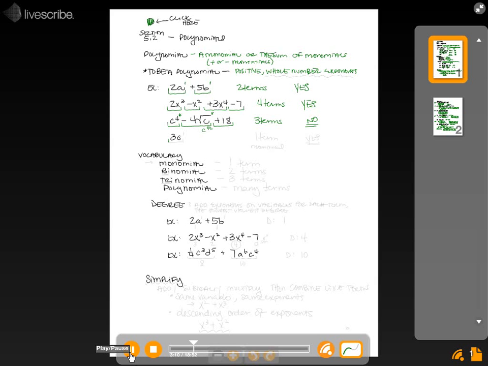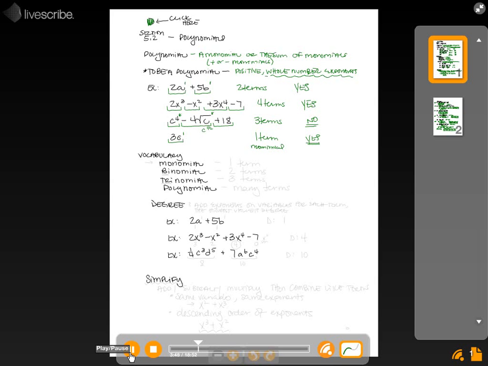Last one here, 3s. We've got 1 thing there, so it has 1 term. Nothing's being added or subtracted to it. It's just all grouped together. That is a monomial. Okay, 1 term is a monomial. And the exponent there is a 1. So yes, it's a polynomial. Make sure that you can identify the number of terms it has and whether or not it's a polynomial, whether it meets this rule up here that it's got positive whole number exponents.